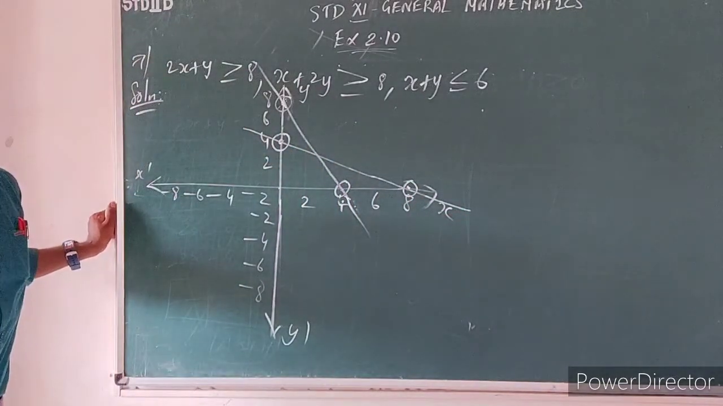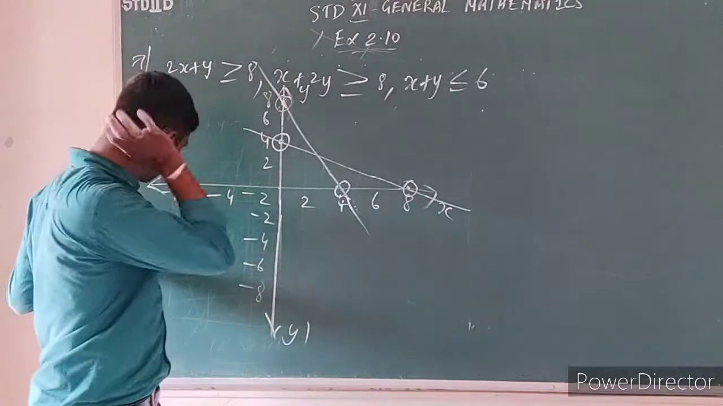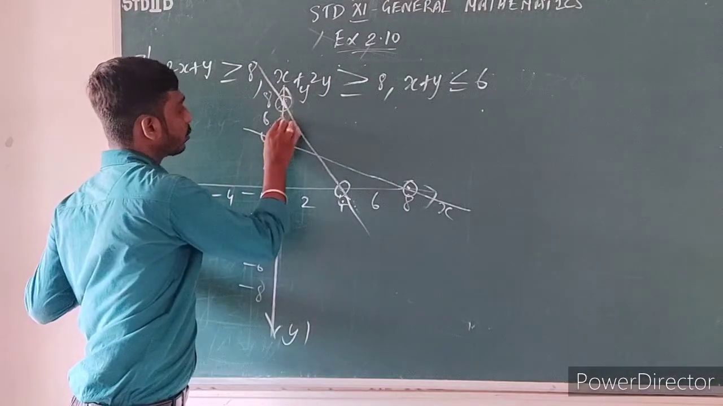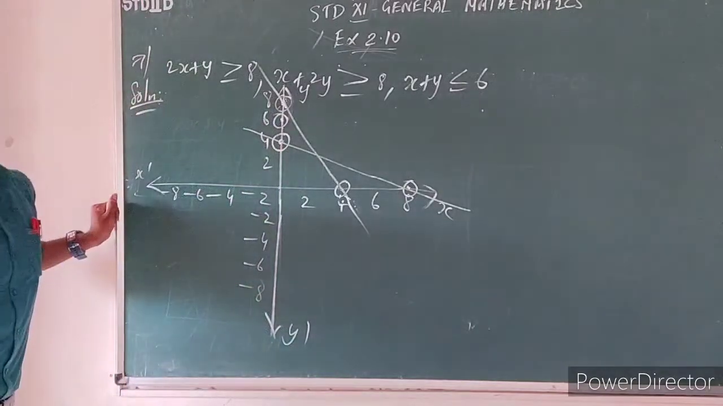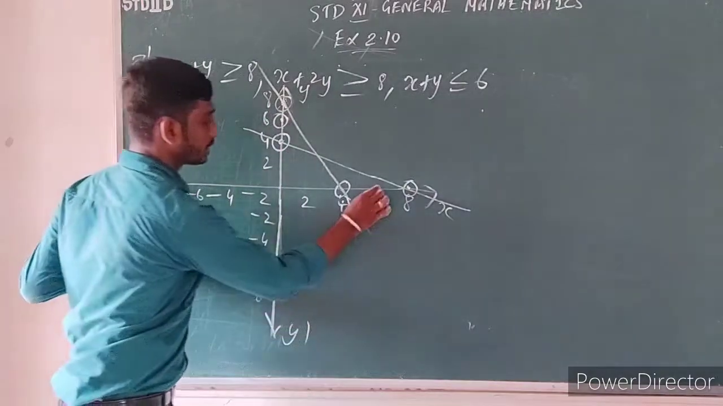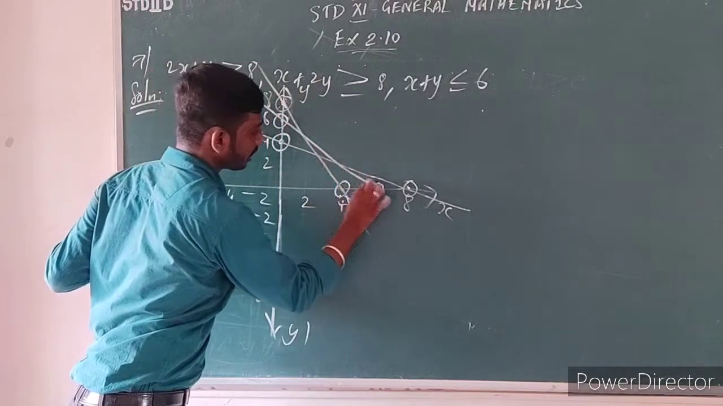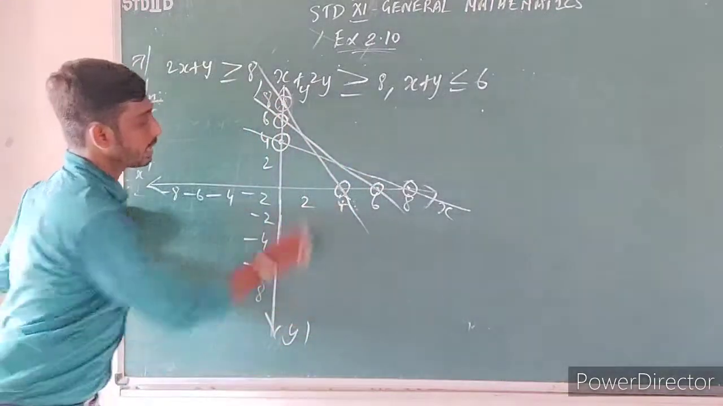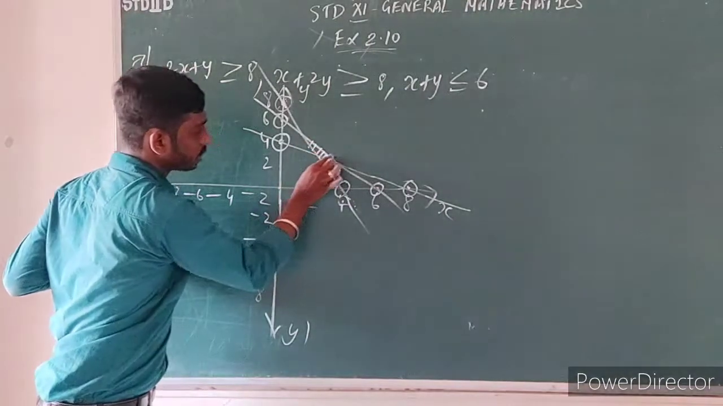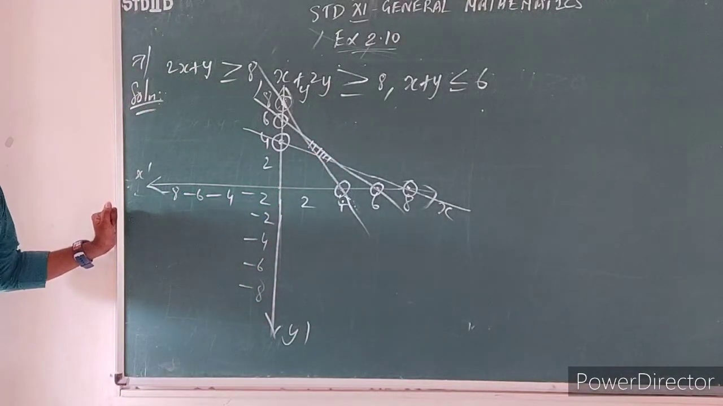The third one: what is it? 0, 6. In the x-axis 0, in the y-axis 6. Then 6, 0 here. Now joining these. This is the region where the 3 lines join.